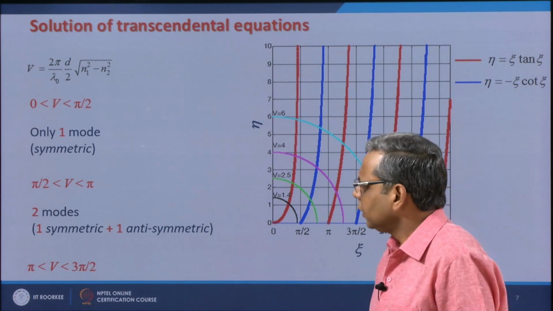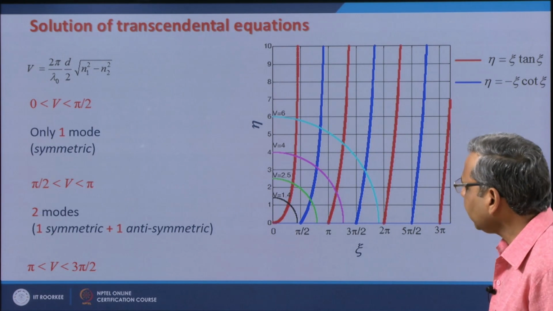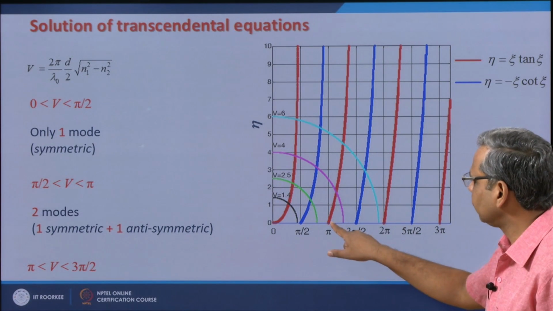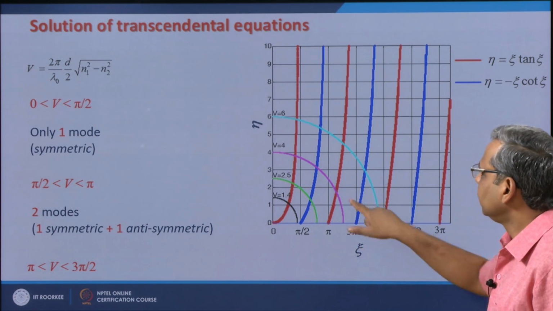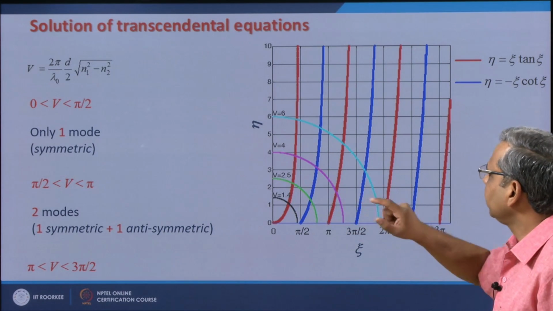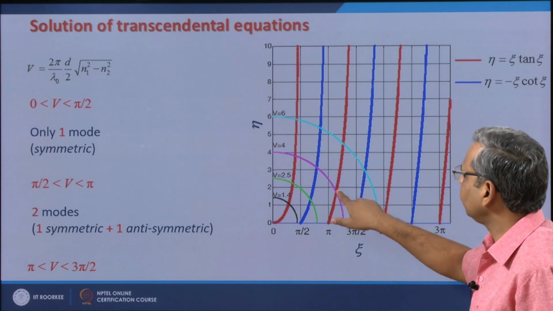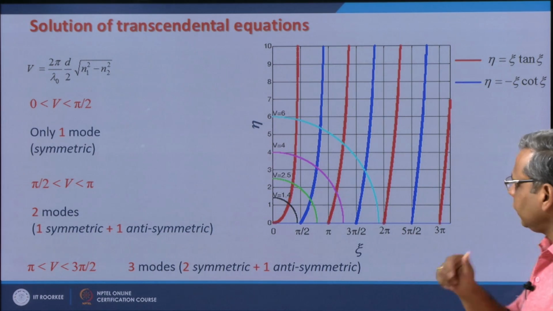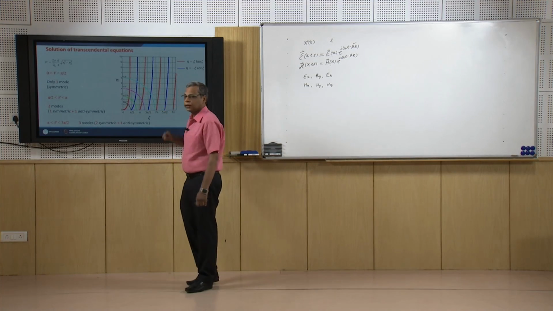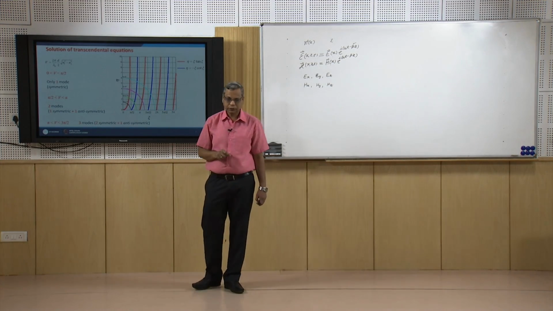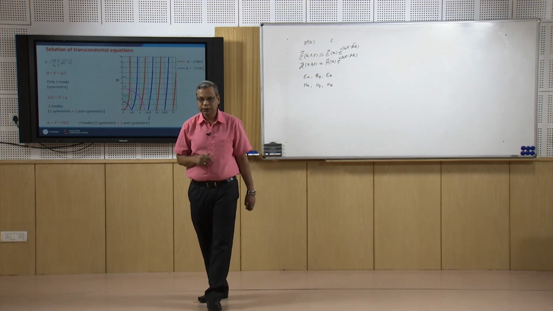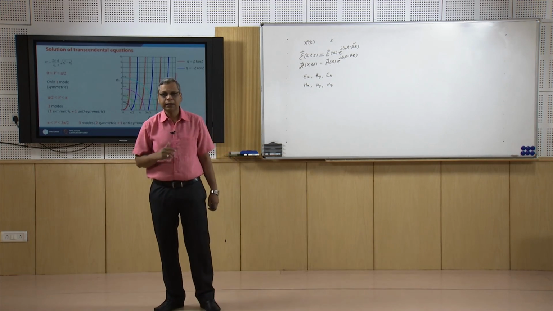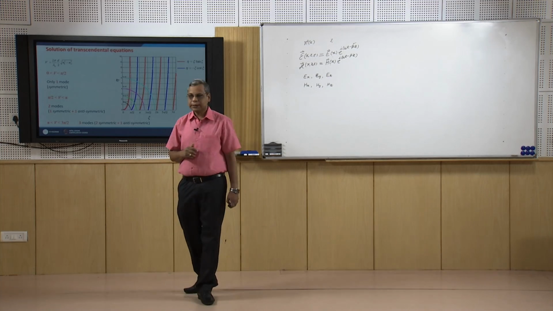Then if I look in the range pi to 3 pi by 2, if V lies from pi to 3 pi by 2, for example, V is equal to 4, then I get two symmetric modes and one anti-symmetric mode. Okay. So, in this way, for any given value of V, I can find out the number of symmetric modes, the number of anti-symmetric modes, and their propagation constants.